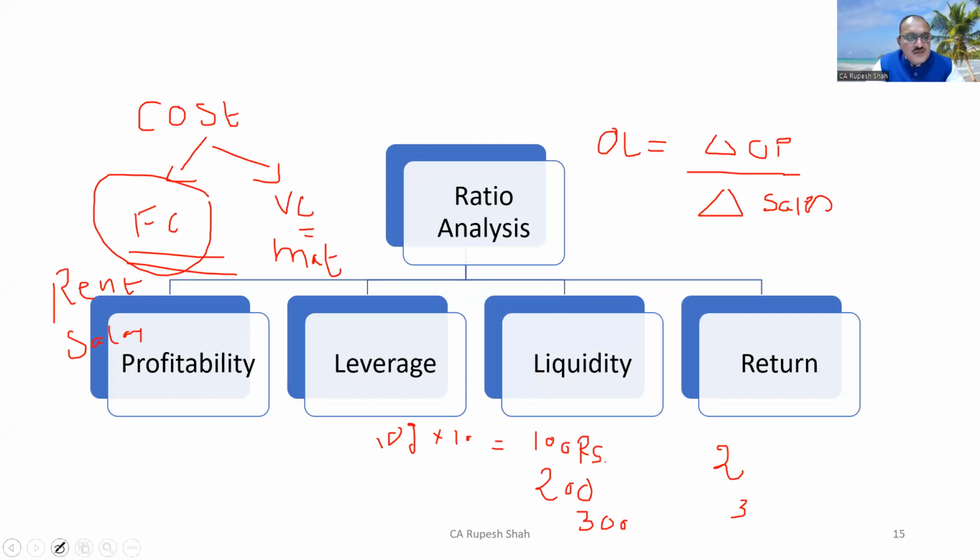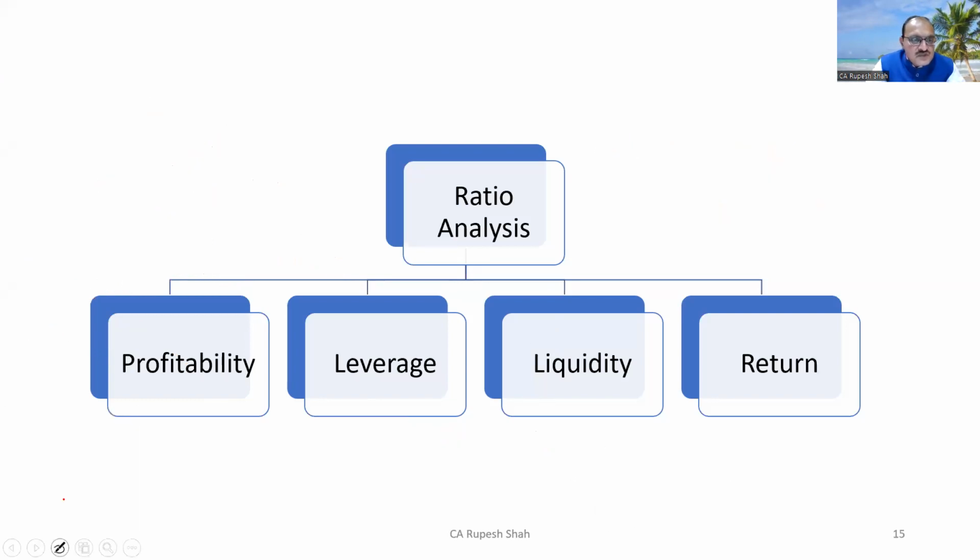Now say, let me just remove all these things. Now say my fixed cost in the company is 10,000 rupees, and say my current level of operations, my production, is 1,000 units.